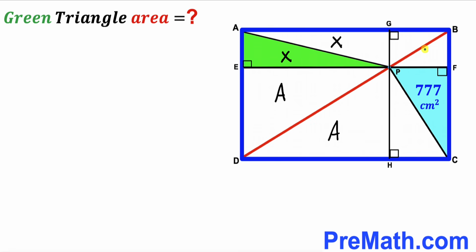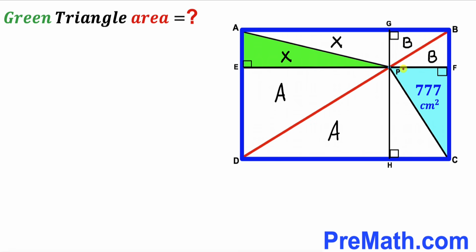Now we are going to focus on this other rectangle whose diagonal is BP. This diagonal divides the area of this rectangle into two equal parts as well. The area of this triangle is equal to the area of this triangle. If I label the area of this triangle as uppercase B, then the area of this triangle is uppercase B as well.